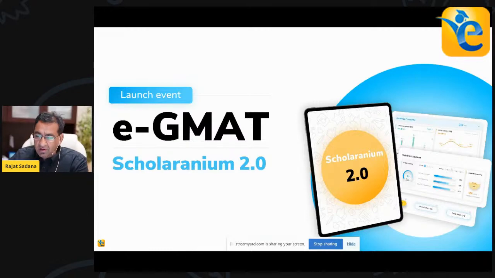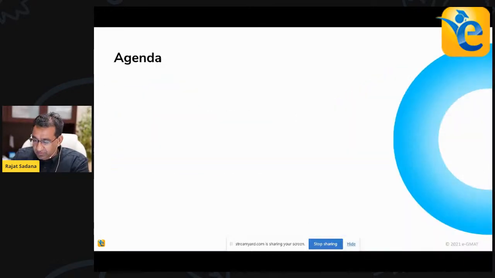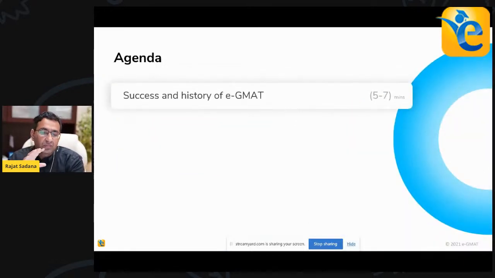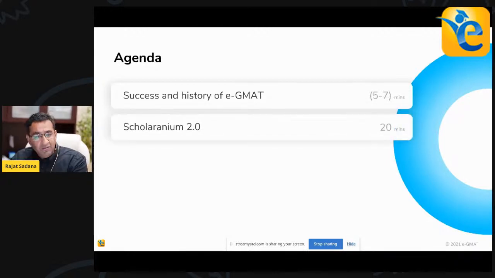So let's talk about the agenda. I'm going to briefly talk about e-GMAT's history and where we are going. I'm going to take about 5 to 7 minutes doing that, because that would set context as to why we created Scholaranium, what is it that we're trying to achieve. Then I'm going to focus primarily on Scholaranium 2.0. I'm going to take about 20, 25 minutes over there.